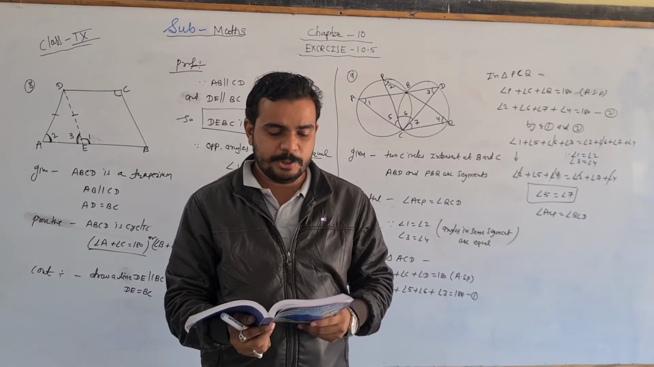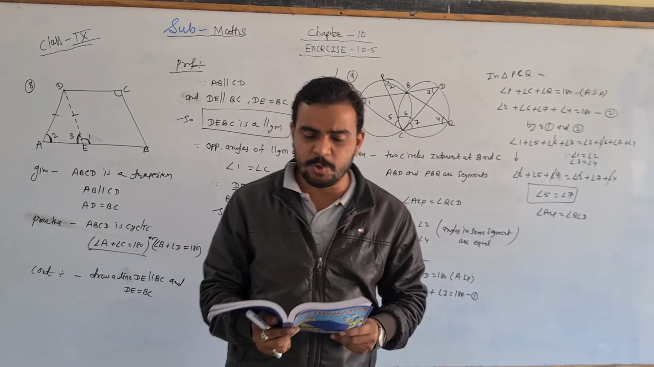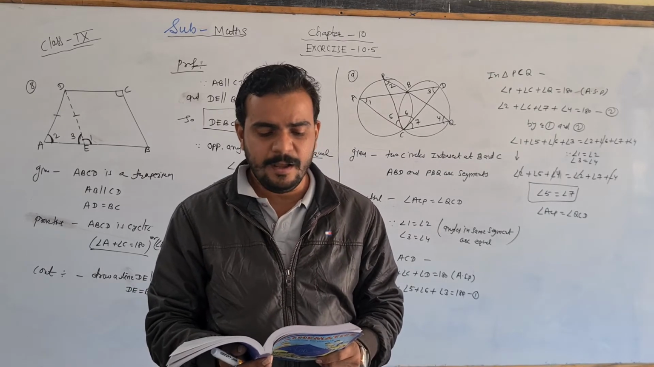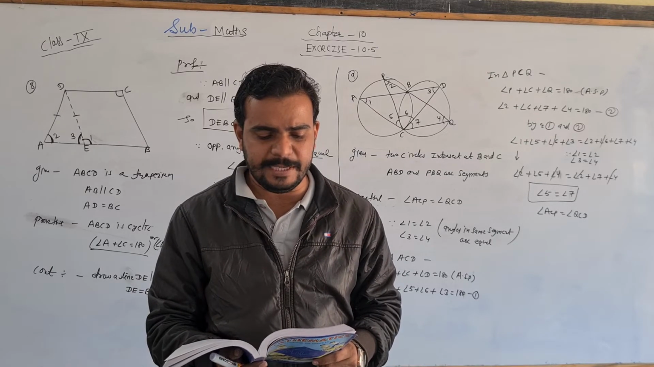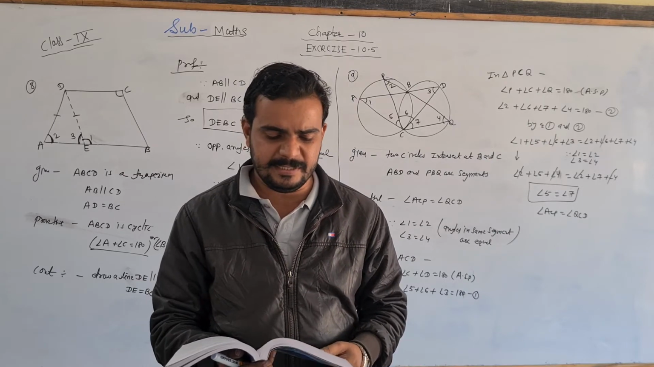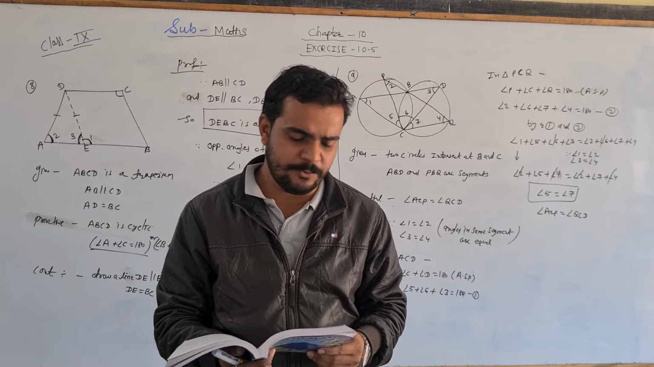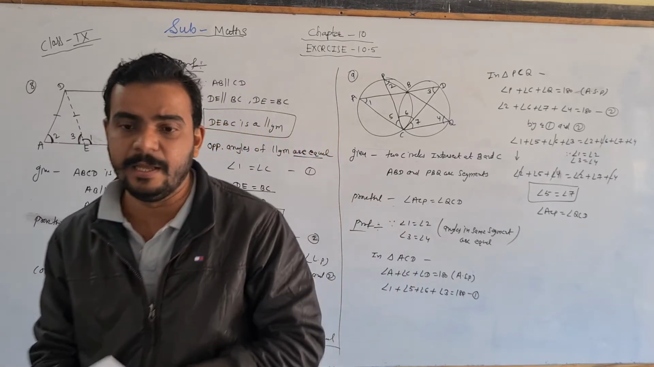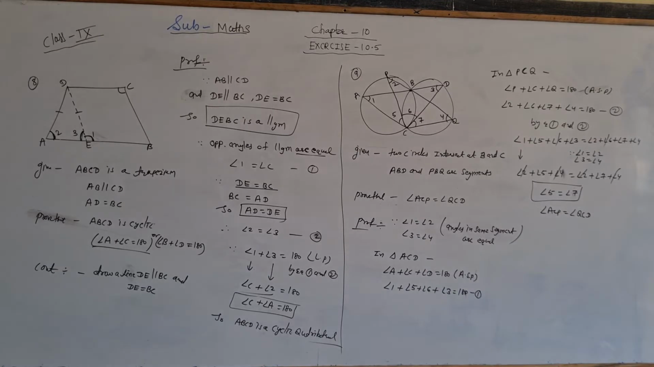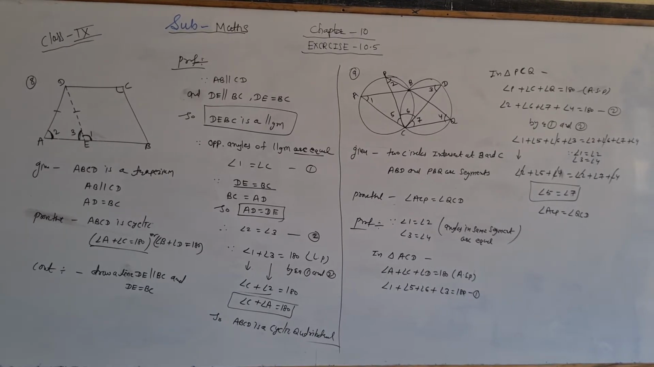Question number 9: two circles intersect at 2 points, B and C. Through B, line segments ABD and PBQ are drawn. Prove that angle ACP equals angle QCD. We have to prove that angle ACP is equal to angle QCD.